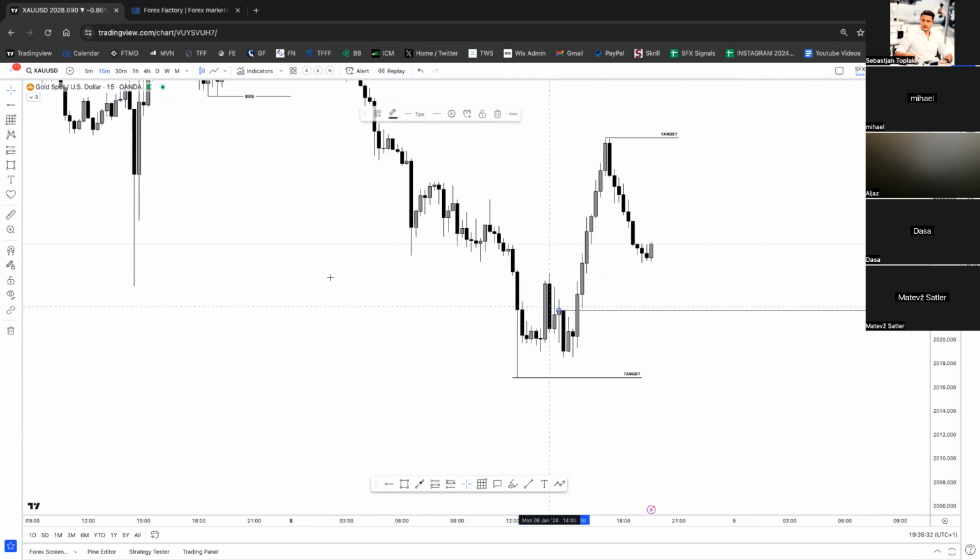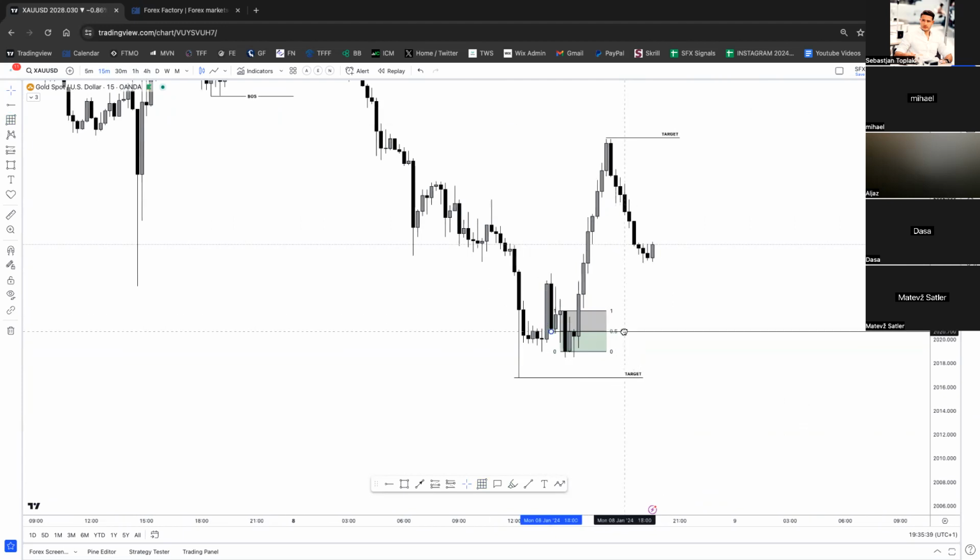Just refining. Let me put it on the 50%. Why 50%? Because the candle, the order block candle is very big, right? So on the big order block candles, you want to use 50% of the candle for your entry to have better risk reward ratio.